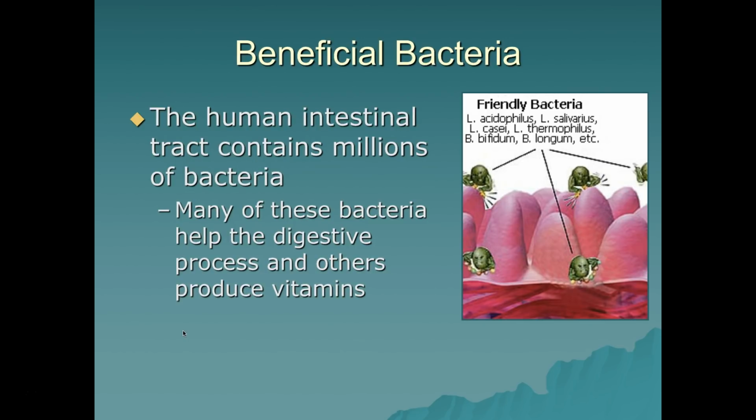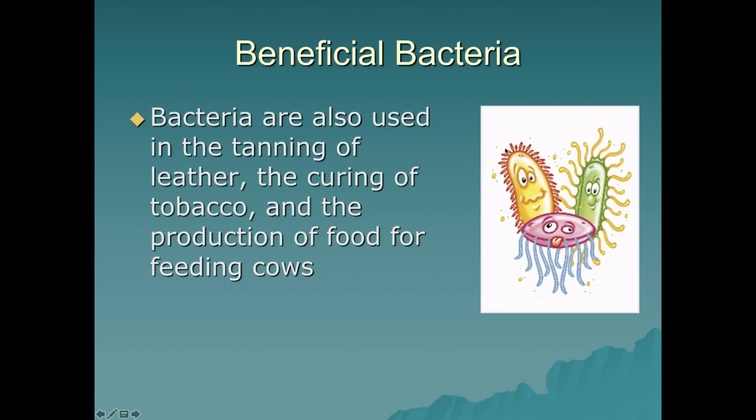Beneficial bacteria are actually found in the intestines of our bodies, and there's millions of bacteria there. Those bacteria help to digest and produce vitamins that our bodies need. These are a couple of friendly bacteria. You have Acidophilus, Longum, Thermophilus, Bifidum. There's a couple.